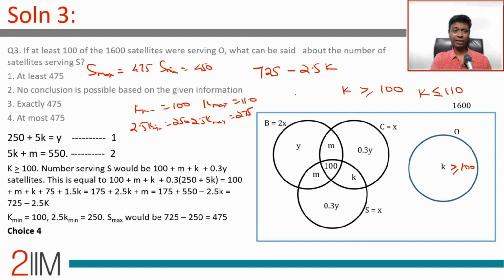So now let's look at the statement. At least 475. Maximum is 475. Exactly 475. Not required. At most 475. This is true. The maximum possible value for S is 475.